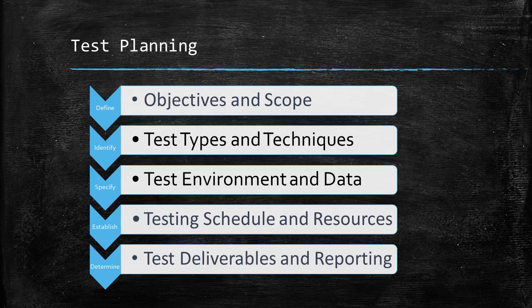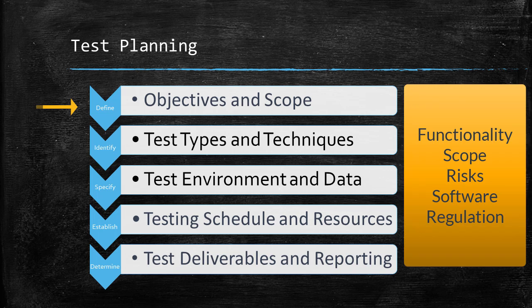Here are the different aspects you need to consider when designing your test plan. Objectives and scope. Clearly define the testing objectives and scope, including what functionality will be tested, what will not be tested, and what risks are being addressed. Identify the software requirements that will be validated during testing, and any regulatory or compliance requirements that must be met.